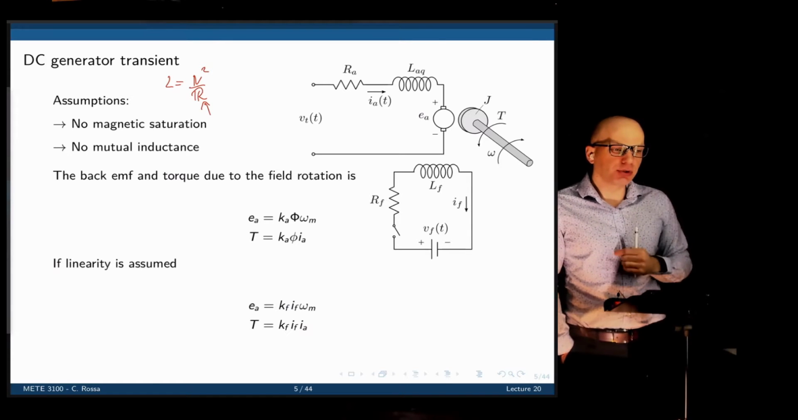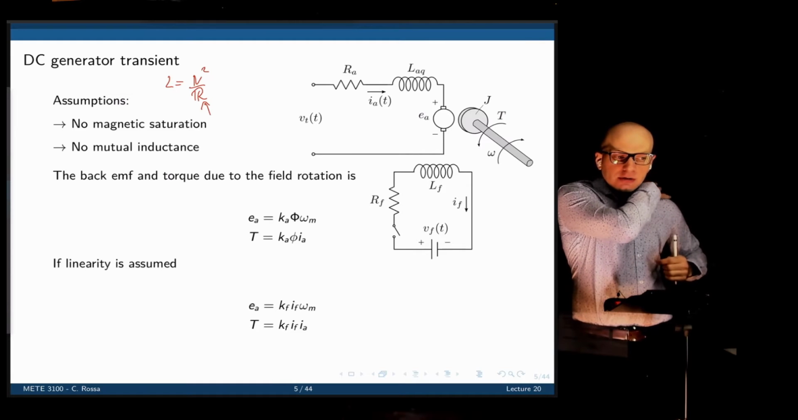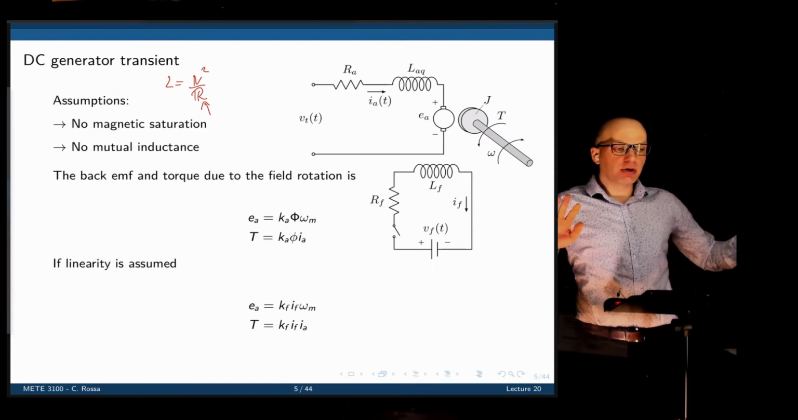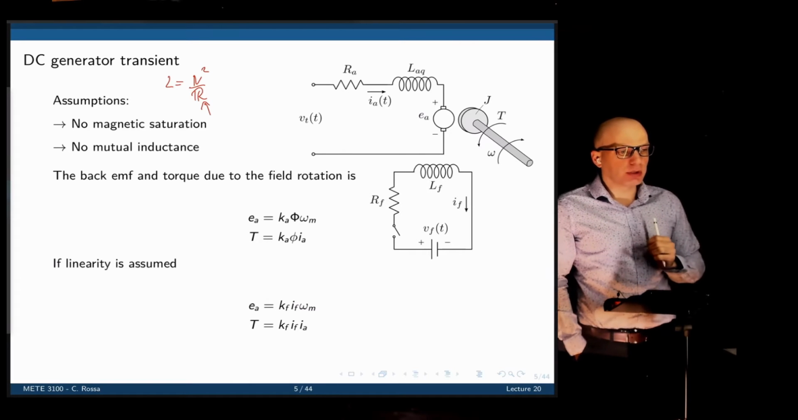And the other assumption that we're going to make here is that there is no mutual inductance. We're going to assume that the fluxes from the stator and the rotor operate at a different axis, and there is no mutual inductance between them.